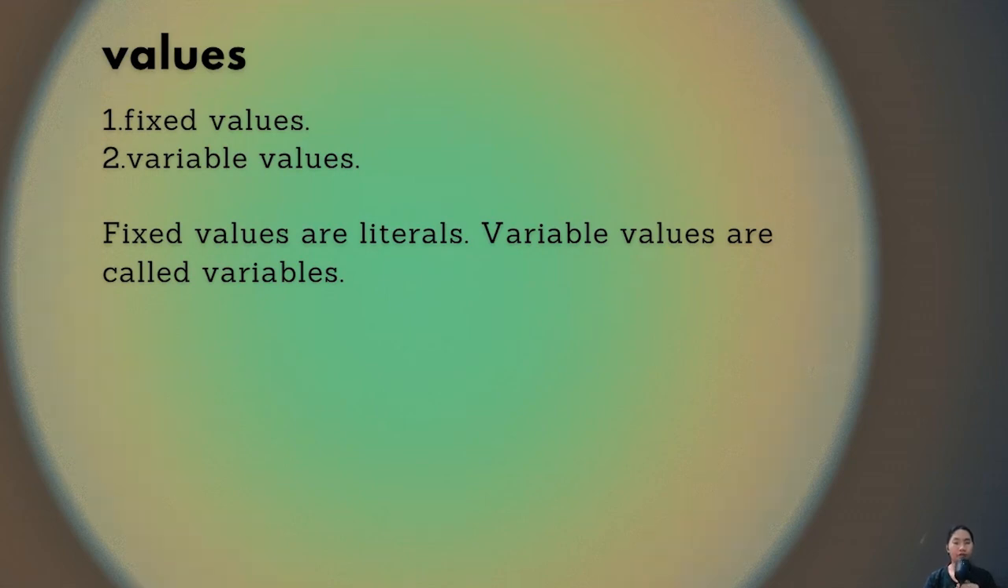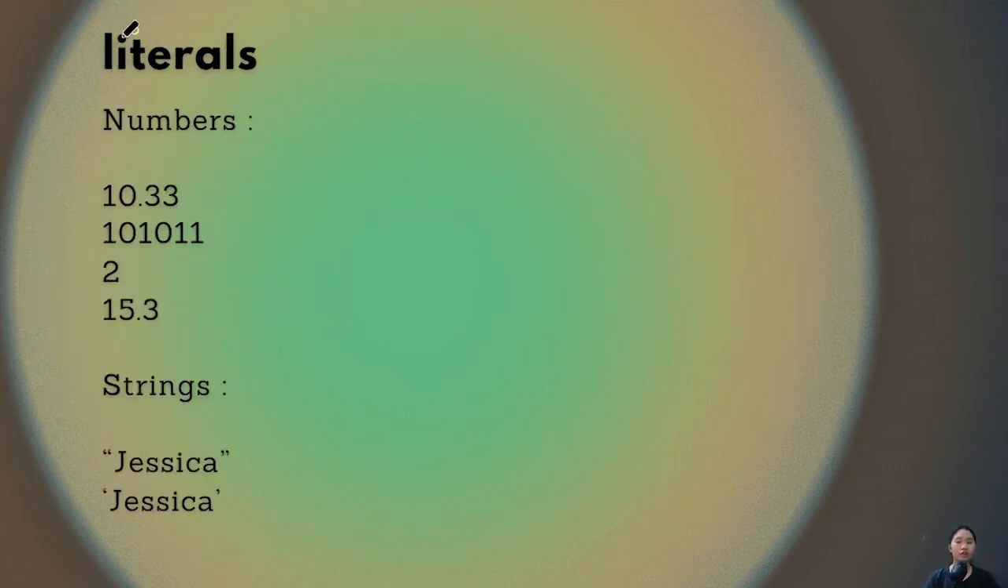In JavaScript, there are two values, like most programming languages: fixed values and variable values. Fixed values are called literals. They are, as the name suggests, fixed. Variable values are variable, and you can also change variables. Therefore, the values are actually variable, right? Changeable.